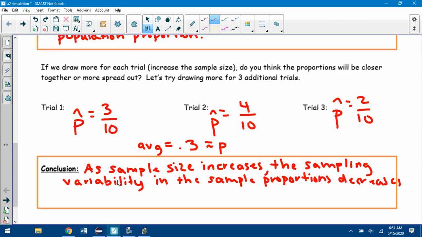So whenever we talk about variability, how spread out something is, you should be thinking of standard deviation. So if the variability is decreasing, you could say the standard deviation is also decreasing, becoming less spread out.